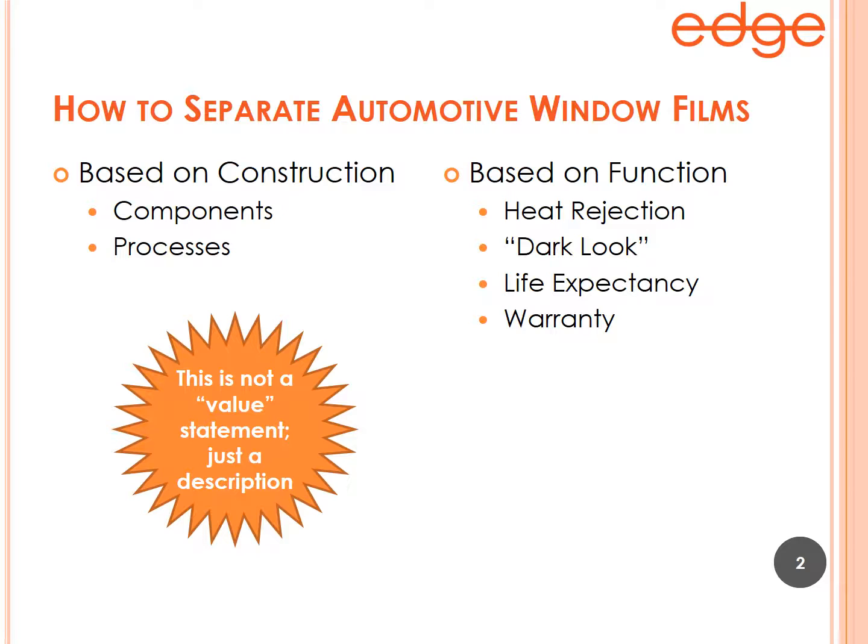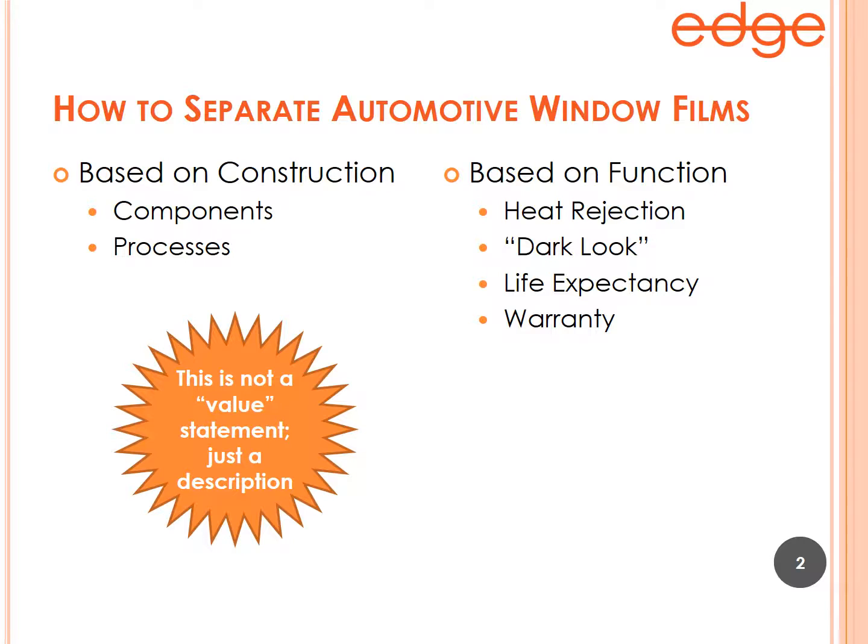We could separate films based on what we might call an older technology, where it must be dark to block heat, and the function where you can have virtually clear films that still block a lot of heat. We could separate based on that functionality. We could also separate based on, well, these over here are 5 to 7 year warranties, and these over here are lifetime warranties or transferable warranties. What's the life expectancy of the product? The way we've chosen to do it, as we said, is based on construction.